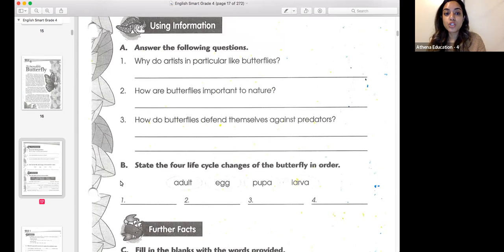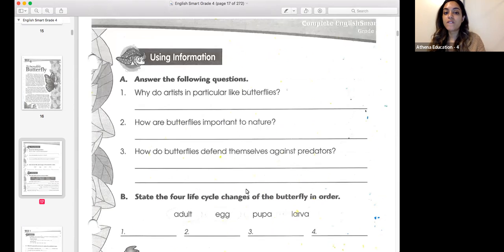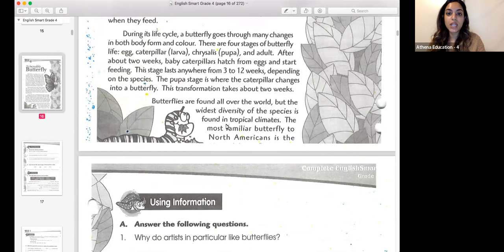So now we're going to move on to B. We're going to talk about the four stages of the butterfly's life cycle, right? So we have adult, egg, pupa, and larva, okay? Can you please tell me which one is first, which one is second, which one is third, and which one is fourth? Can you write it on the lines? So which one is first? I'll go back to the top of our reading, right? So can you please write your answers and then we will talk about it.